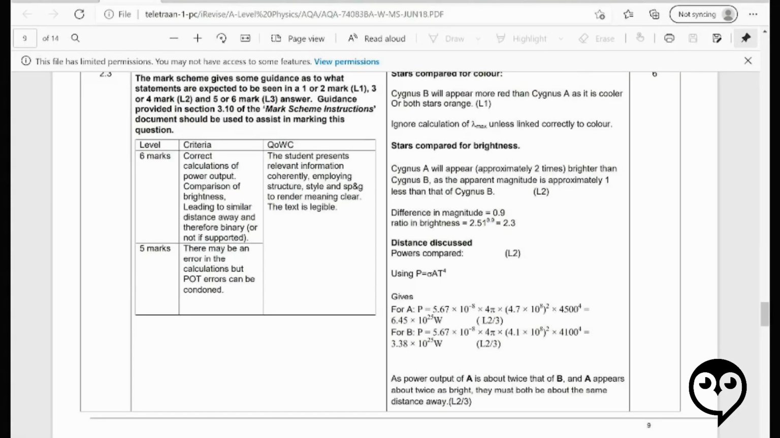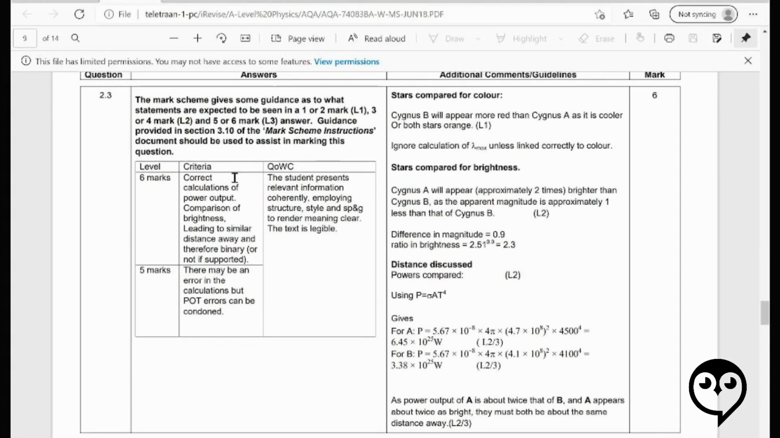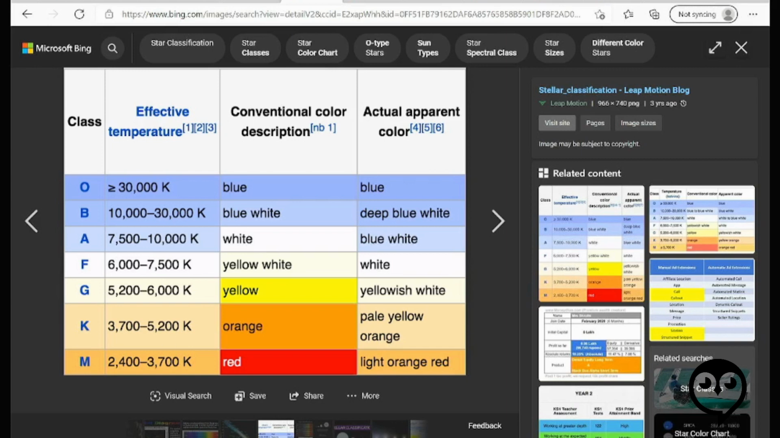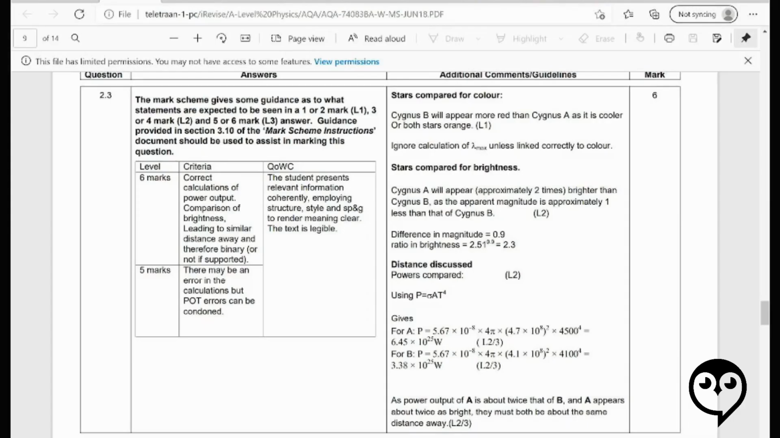All right, let's see what they say on the mark scheme here. So, correct calculations of power output, comparison of brightness, leading to similar distance. Okay, and therefore, yeah. So, you could say Cygnus B will be more red, and Cygnus A is cooler. Or for me, I would assume, I don't know exactly what the color level is for these. If this is a thing you need to know in AQA, good for you. But you can see they're in the orange range, but of course the cooler one will be closer to being red. Don't worry about doing anything with the wavelength unless you use it to link exactly what the color is. But I think there's more important things to do.